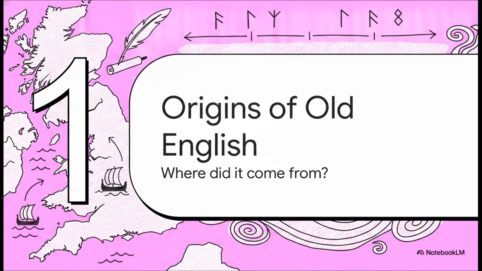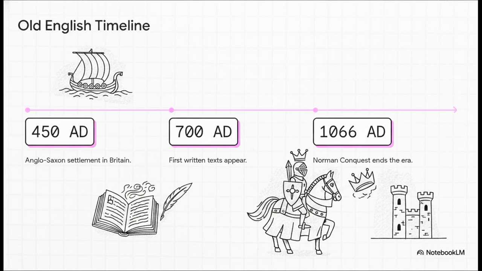All right, section 1, the origins of Old English. So where and when did this all start? Well, Old English began its life around the year 450 AD. It eventually flourished into full literacy, with the first written text popping up around 700 AD. And then it ended actually quite abruptly over 600 years later with the Norman conquest in 1066 AD.